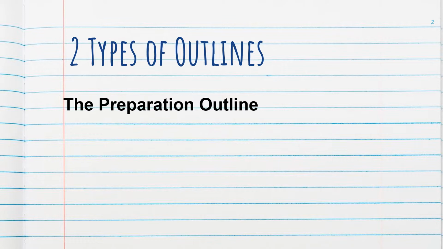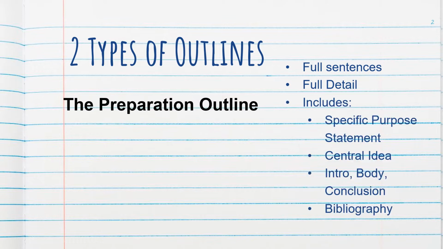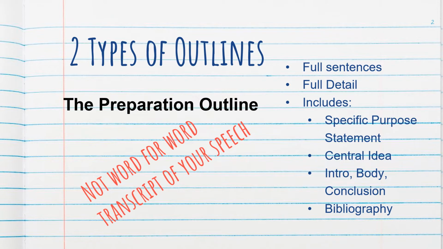Now, there are a few key elements that are important to remember about the preparation outline. First, this outline is composed in full sentences. Next, you need to use full detail, meaning you have main points, subpoints, and sub-subpoints. This outline also includes the specific purpose statement, the central idea, the introduction, body, and conclusion clearly labeled, along with a bibliography or works cited page. Please remember, this is not a word-for-word transcript of your speech. It's an outline.